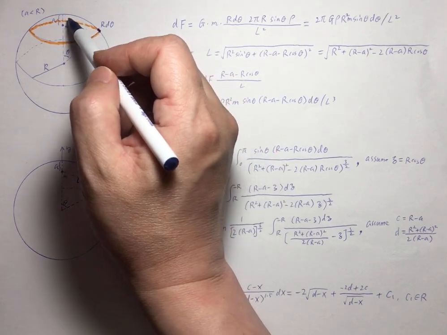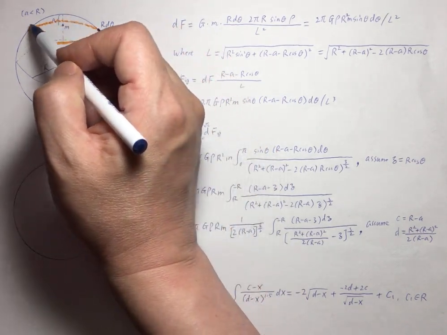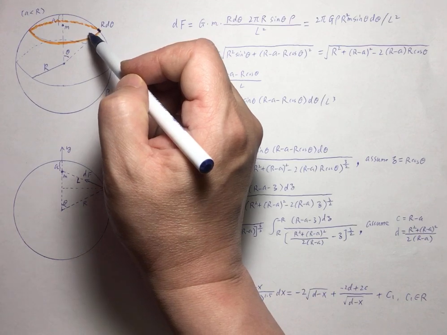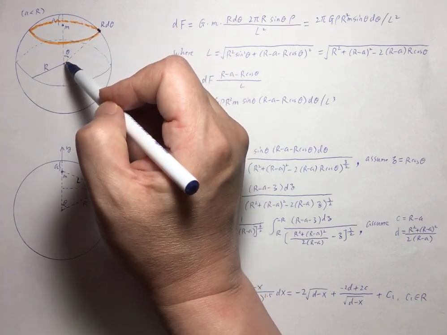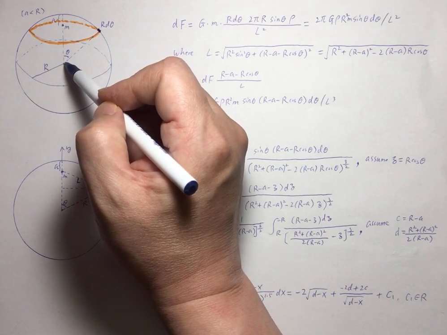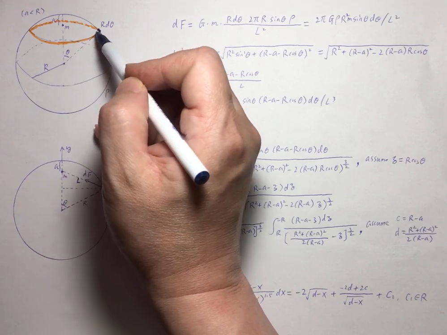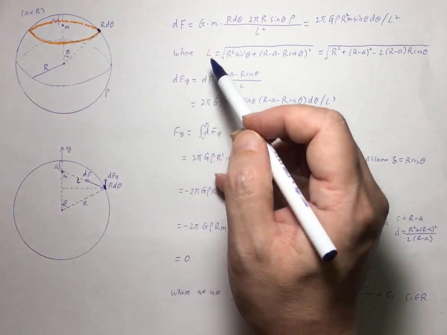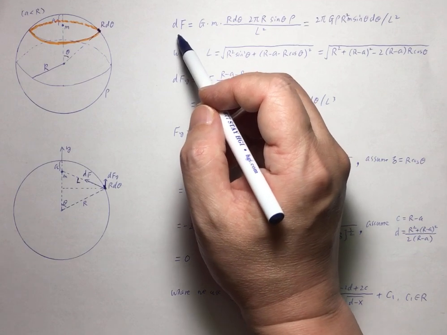So this circle circumference is 2 pi r. This is r sine theta. So let's look at the expression here.